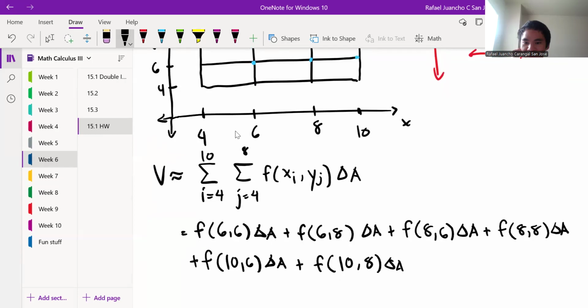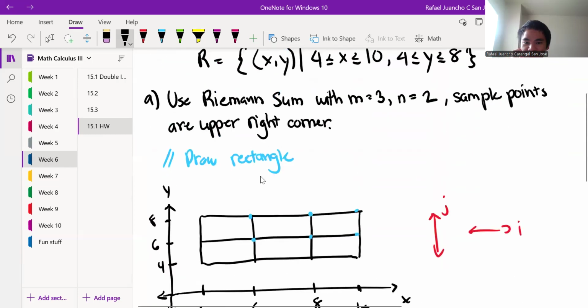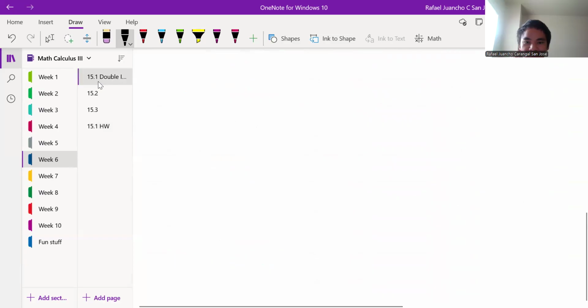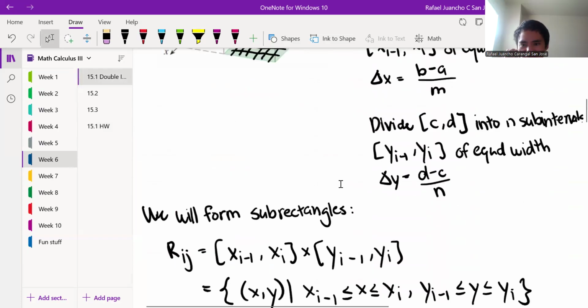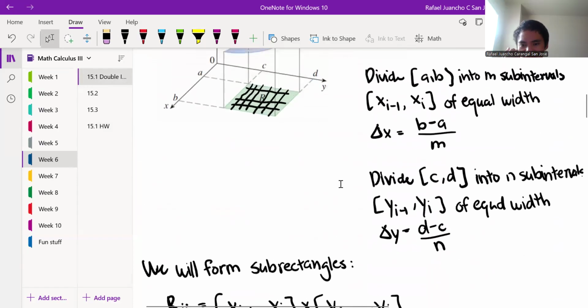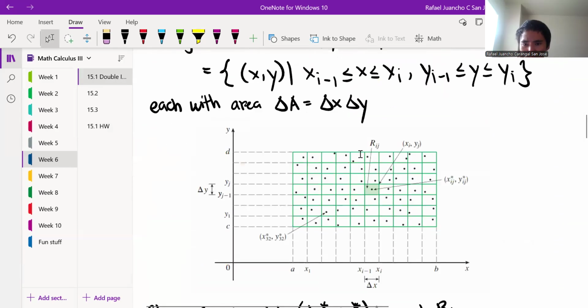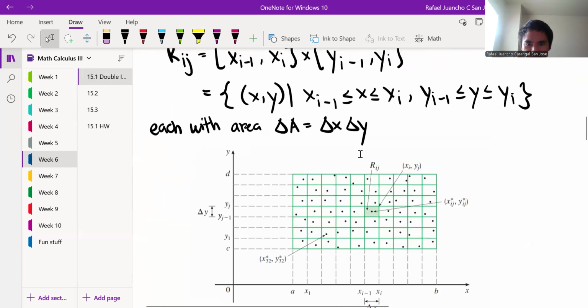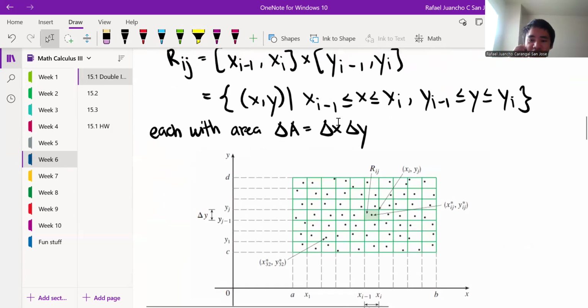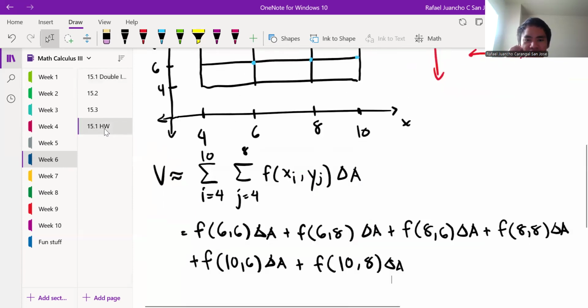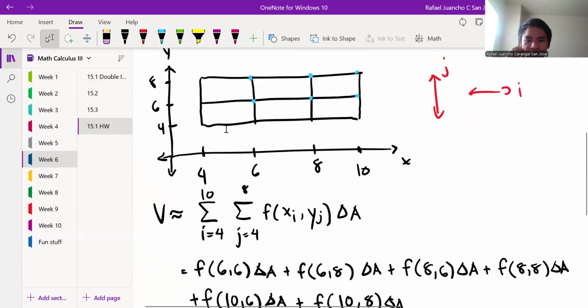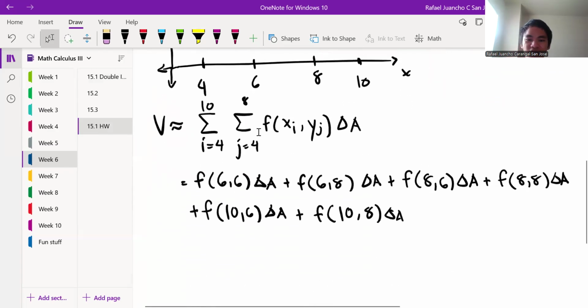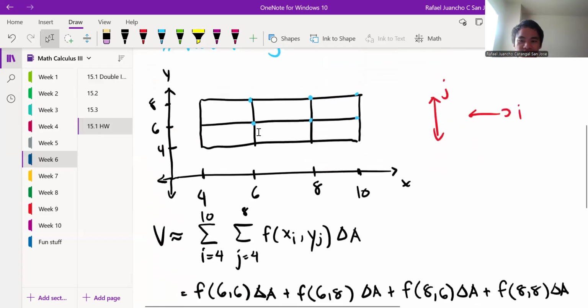Right. I don't know, I'm not super sure. What was the... Oh, goodness. This is why I don't like this. B minus A over M, that's my delta X. Oh, it's the change in X times the change in Y. So my change in X here is 2. Here it's 2. So my change in A is actually just 4 in this case.